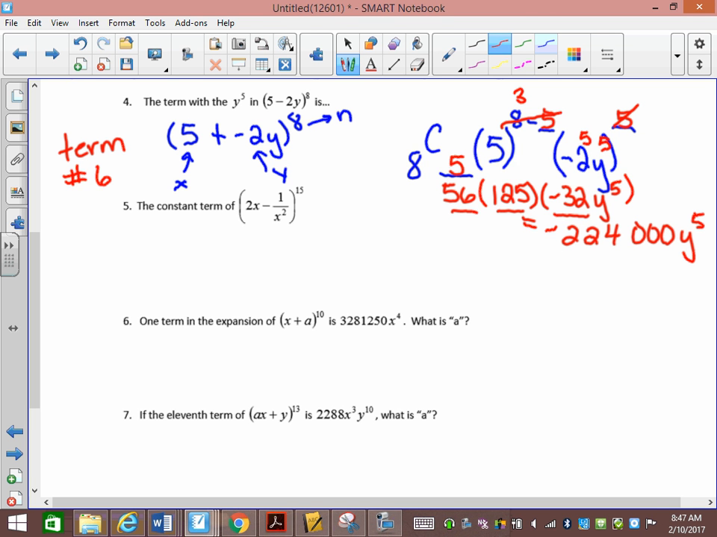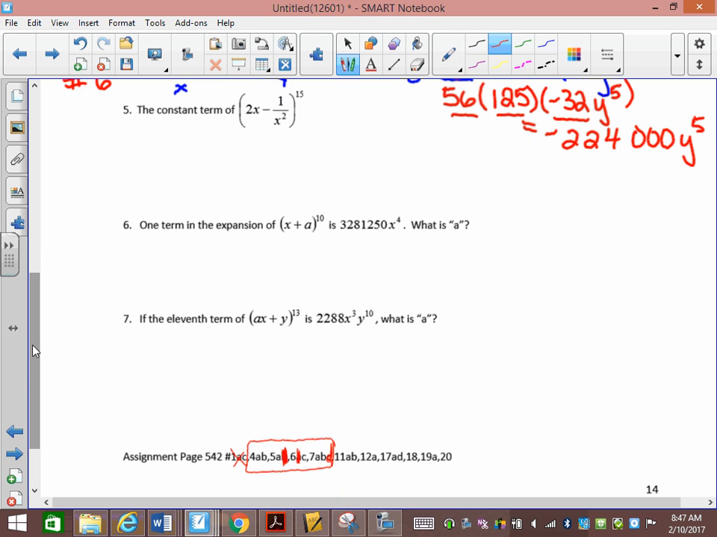Okay. We're going to skip 5 for a second. We will come back to it because this is probably the meat and potatoes that people find the hardest one. So we'll go to 6 and 7 for now. So 6 says one term in this expansion is that. If they don't give me the term number, you have to just start filling in and put blanks for your k. Okay? So x is x, y is a, n is 10.